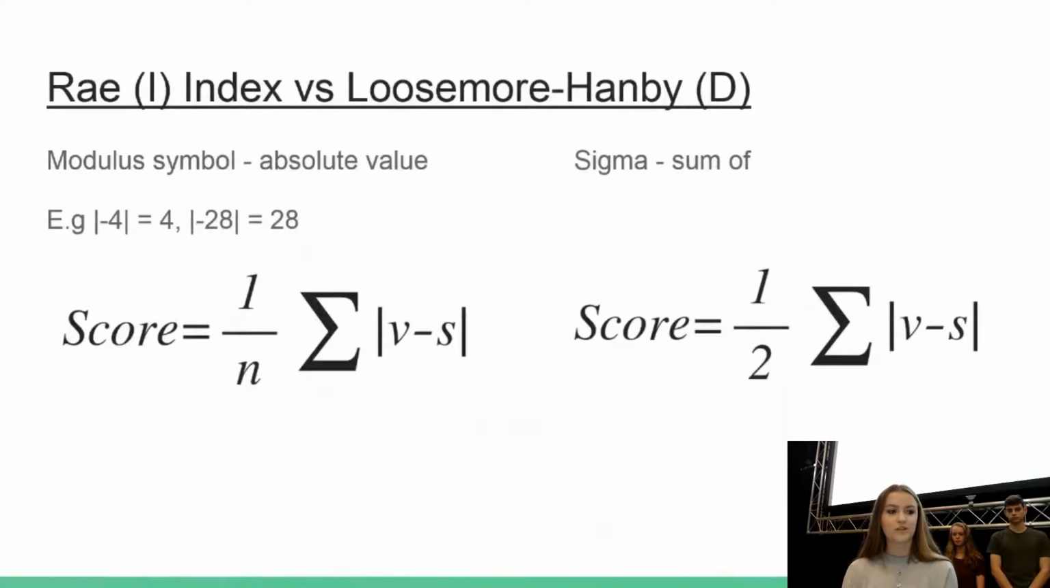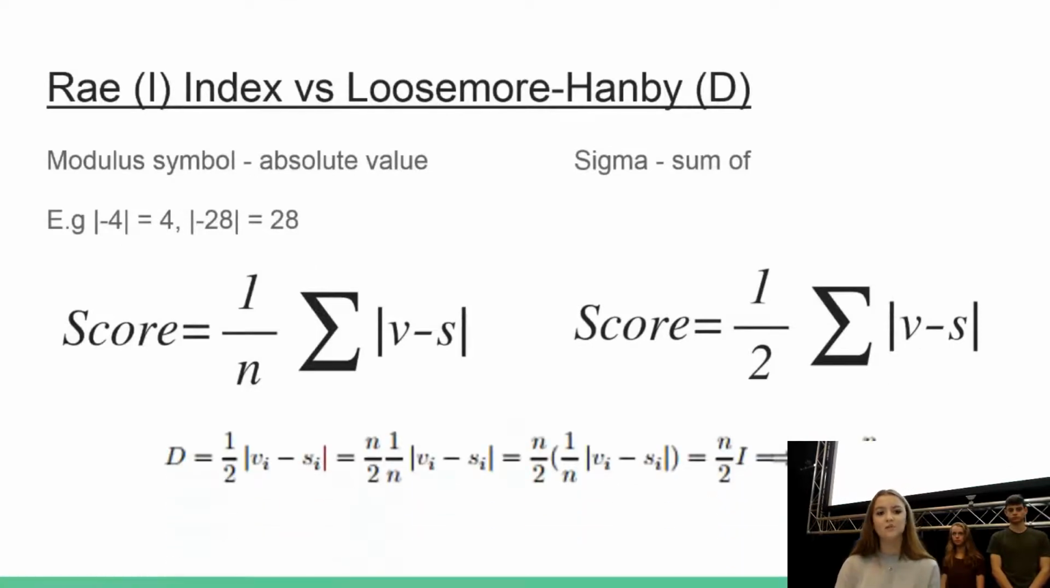Two other indexes which are frequently used are the Ray Index and the Loosemore-Hanby Index. They are very similar because they both take the absolute value of the deviations between the percentage votes and the percentage seats that a party gets and sum it. However, the Ray Index on the left here divides this value by the number of parties, which makes it very sensitive to the addition of smaller parties. However, the Loosemore-Hanby Index was then developed 4 years later to avoid this problem by dividing this value by 2 instead of n. As a result, the Loosemore-Hanby Index always provides a higher value than the Ray Index.